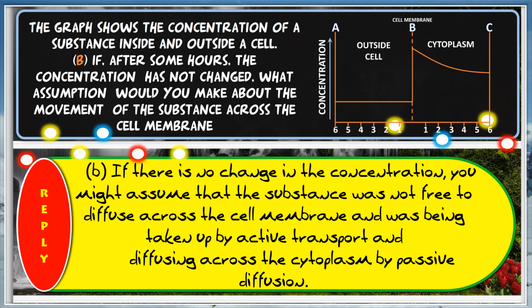Part B. If there is no change in the concentration, you might assume that the substance was not free to diffuse across the cell membrane and was being taken up by active transport and diffusing across the cytoplasm by passive diffusion.